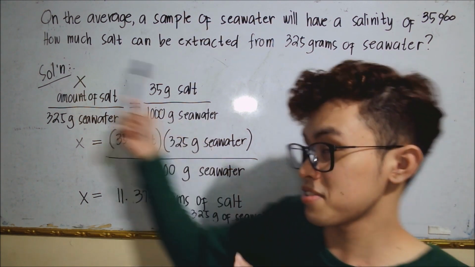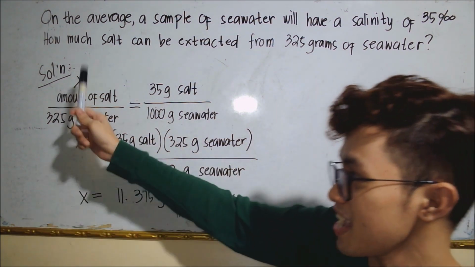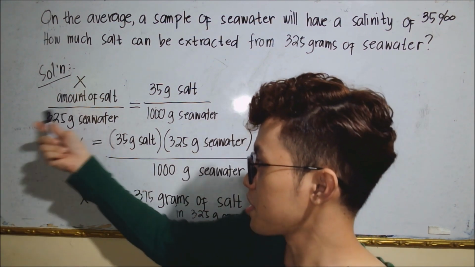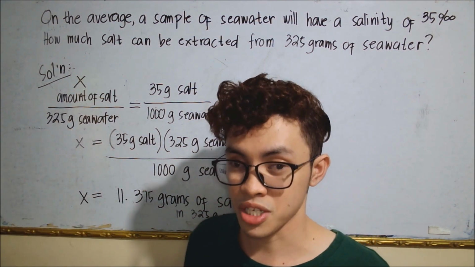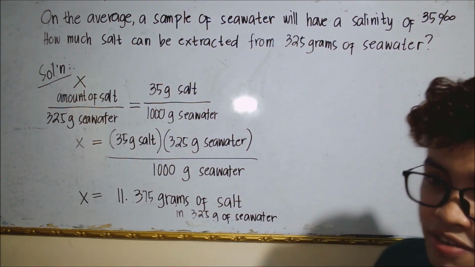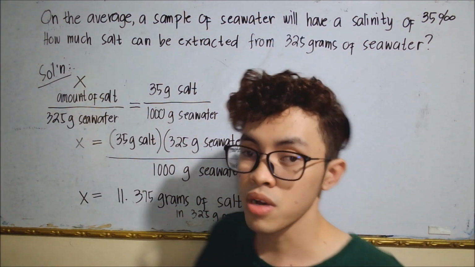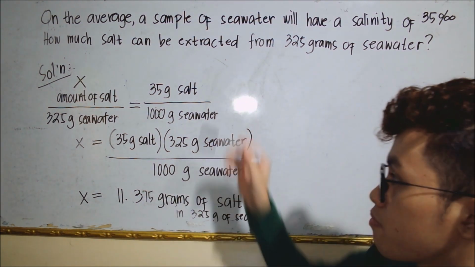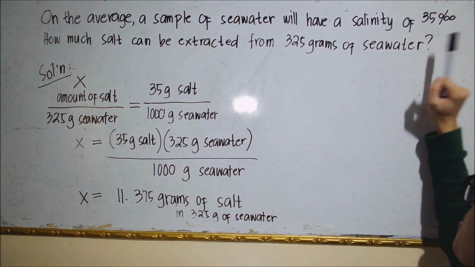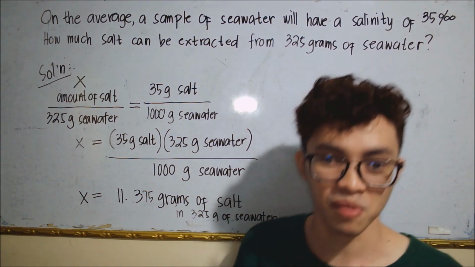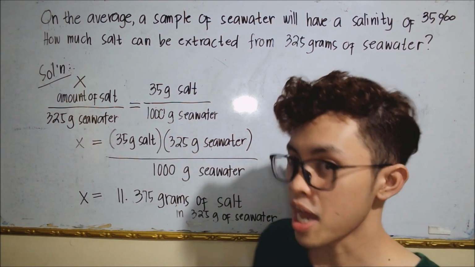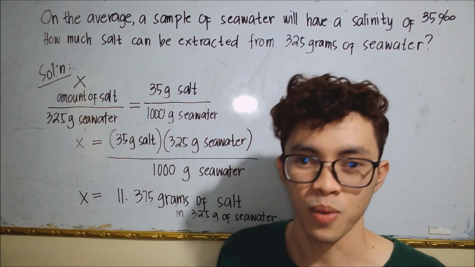Let's just use this modified formula. Let X be the amount of salt. X over 325 grams of seawater, this one is from our given, is equal to 35 grams salt, this one is from the value of the salinity level, which is 35 parts per thousand, over 1,000 grams of seawater.